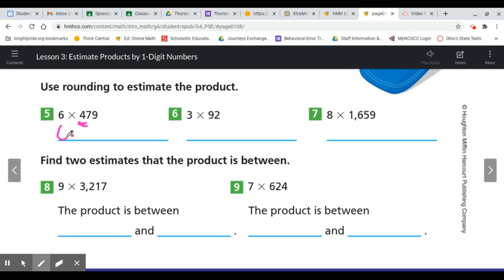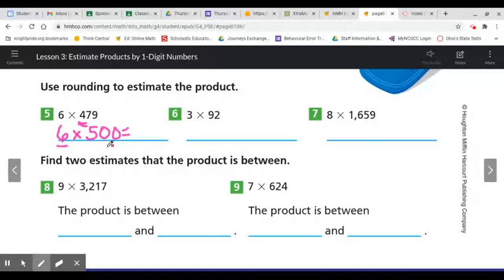Our 6 we're going to keep. And when we look at 479 to round it, look next door to the 4. It's a 7. It's higher than 5. So we need to round that 4 up to a 5. Replace the 7 and the 9 with zeros there. And we now have a problem of 6 times 500.